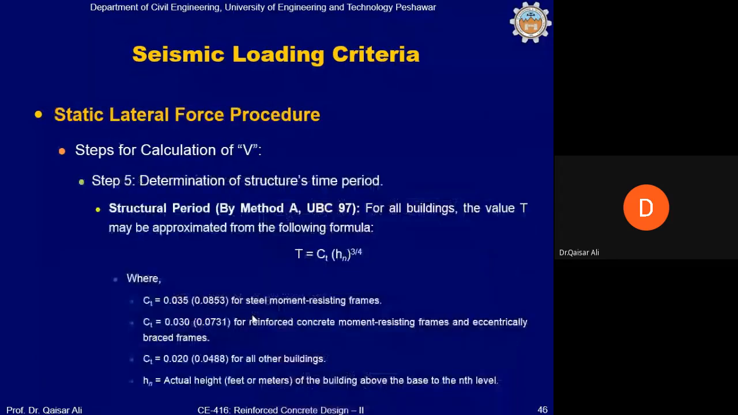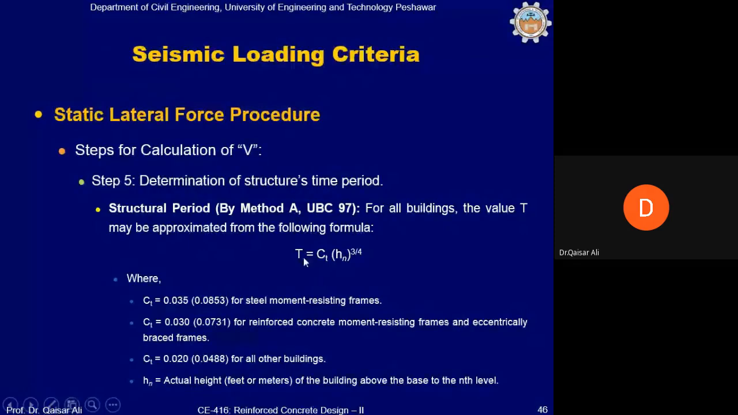The time period can be calculated in several ways. There are two methods given in the code, but this can be determined from a numerical model as well. So method A basically uses this equation T is equal to CT hn power 3 by 4, where CT is these values: 0.035 for steel moment resisting frame and 0.03 for reinforced concrete moment resisting frame. These values 0.0853 and 0.073 given in brackets, they shall be used when you are working in a meter system.